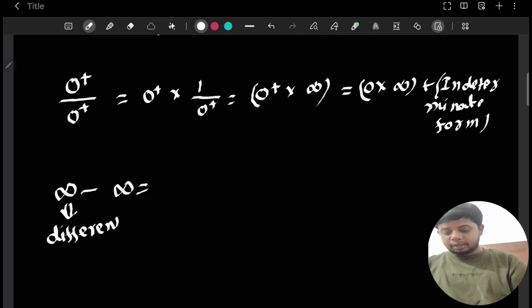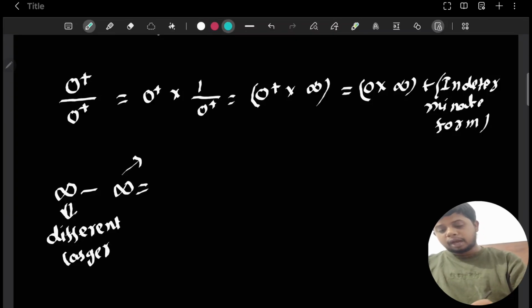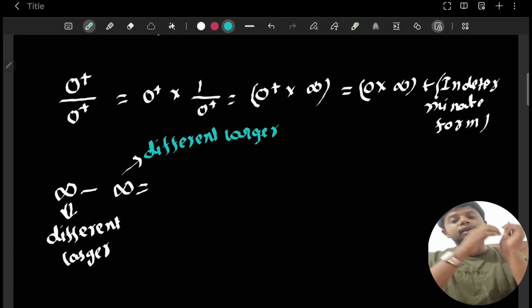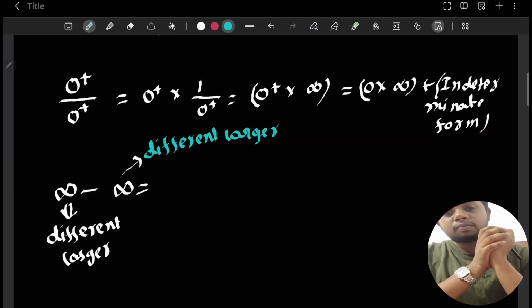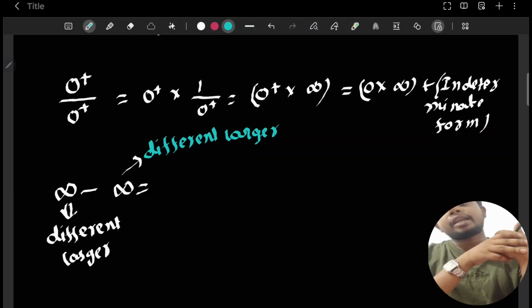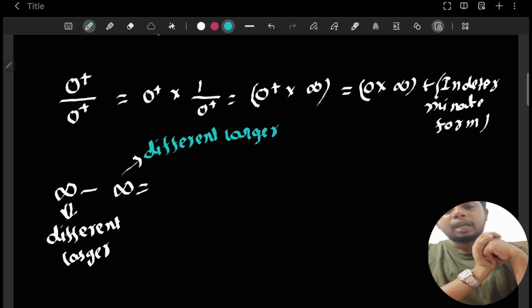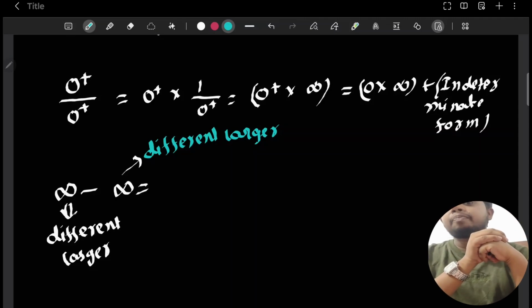Different larger. And this larger is also another different larger. Another different larger. So if I take, let's say, first larger is infinity. If I take second larger as infinity plus 1, I'll get the answer 1. If first larger is infinity, second larger is infinity plus 2.